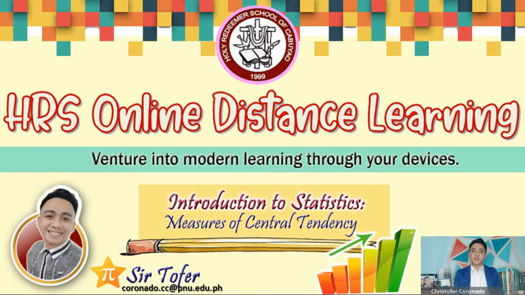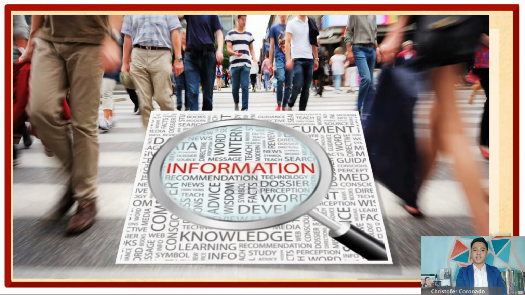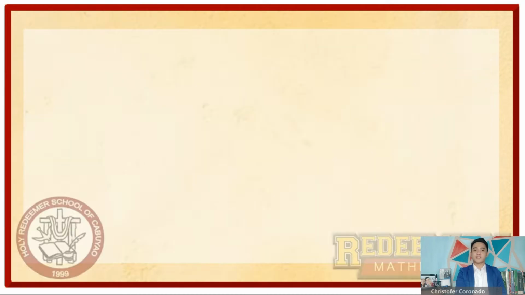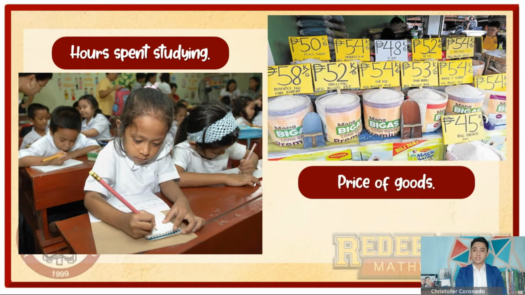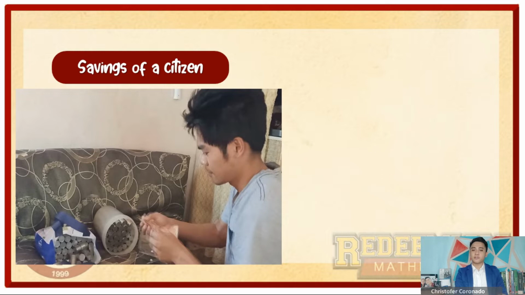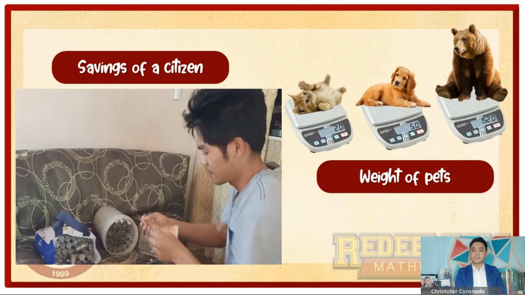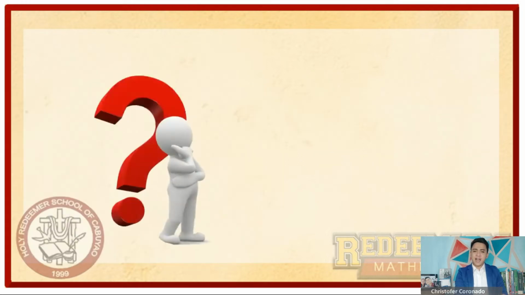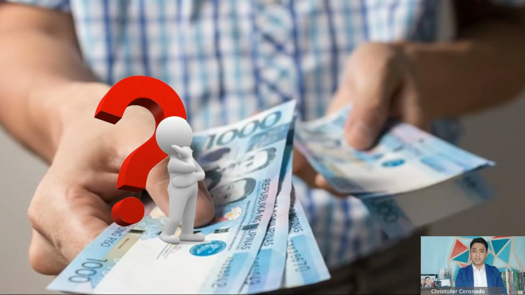Today we are going to talk about statistics, specifically the concept of measures of central tendency, also known as the measure of averages. As you know, information is all around us. The number of hours we spend studying, price for certain goods, amount of money an average citizen earns, or the weight of your pet are all numbers that are important in everyday life. But maybe you're asking, how can we take lots of this information, such as the amount a citizen earns, and make it meaningful?